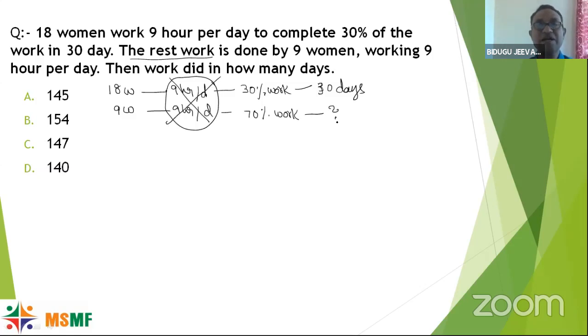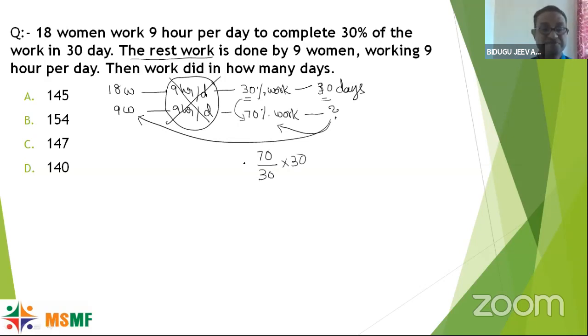So let me compare question mark with this and also question mark with this. Listen carefully. If you cannot understand, please try to post it on the chat box so that I'll give the explanation once again. 30% of the work is done in 30 days. 70% of work, more work, can be done in more days, right? I'll write more by less into 30. I hope you understood.